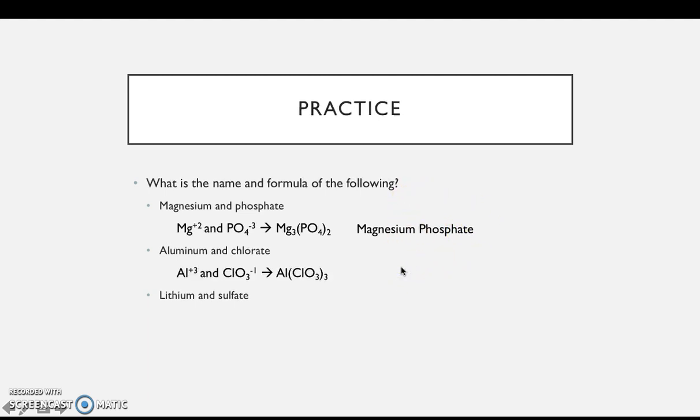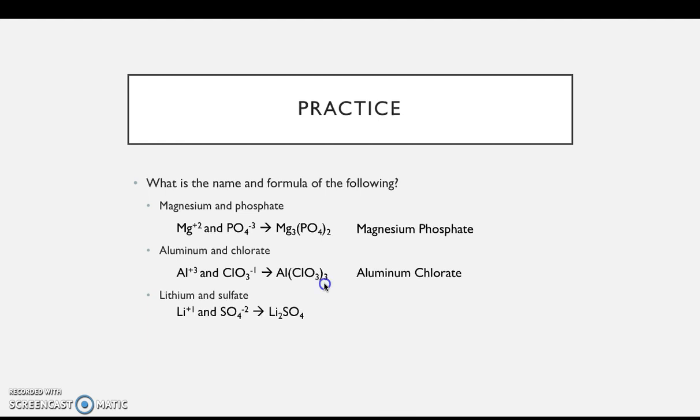Now, aluminum and chlorate. Aluminum on the periodic table has a charge of plus 3. I look up chlorate. That's ClO3 with a minus 1 charge. When I crisscross these charges, I bring the 3 down on the ClO3 and the 1 down on the aluminum. I get Al. I don't need to write that 1. Parentheses, ClO3, close the parentheses, and then the 3 goes outside. Again, that 3 means I have 3 of everything within that parentheses. Naming this would just be aluminum chlorate. Again, first name comes off the periodic table, second name off the polyatomic chart.